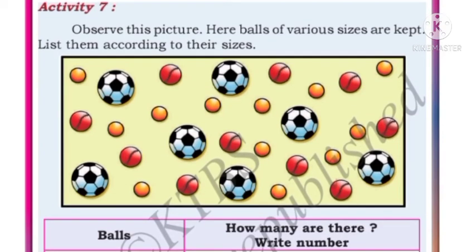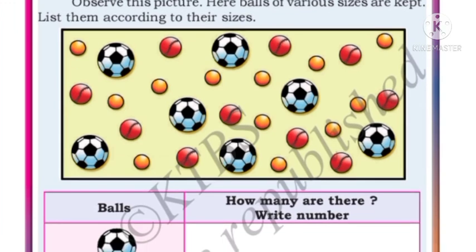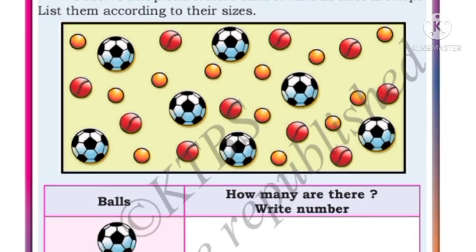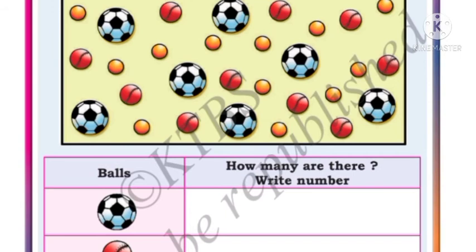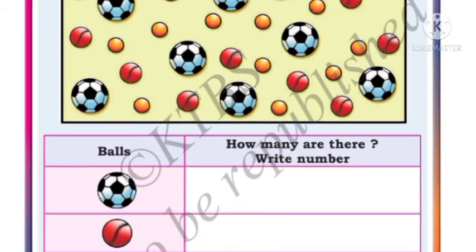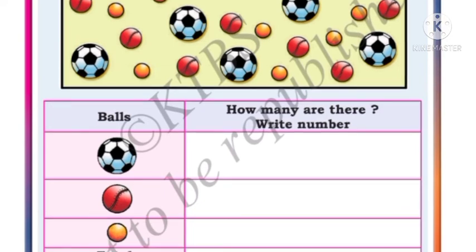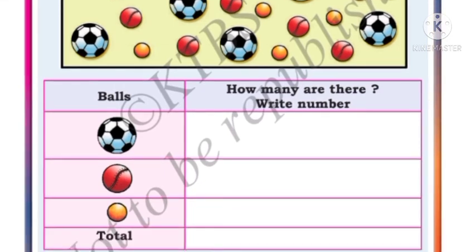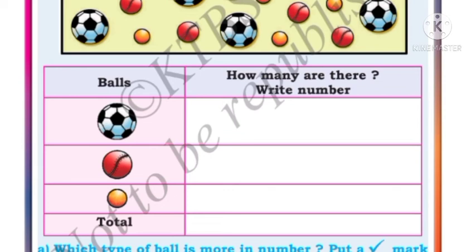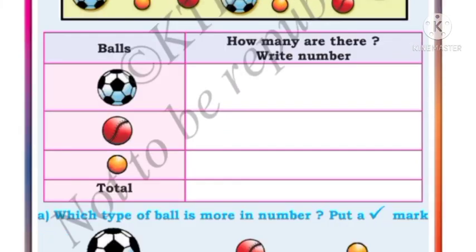Now children, the last activity of your lesson, observe this picture. Here balls of various sizes are kept. List them according to their sizes. As I have explained above, you have to count this and write here: number of footballs, number of cricket balls and number of small balls, and you have to count and write the total. Okay.